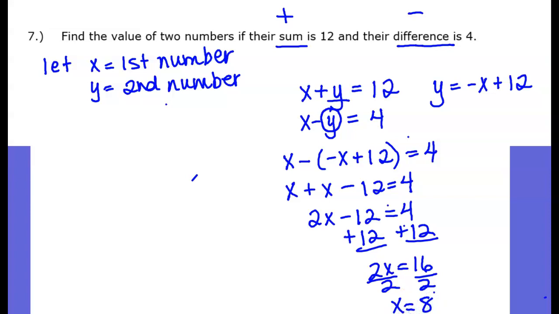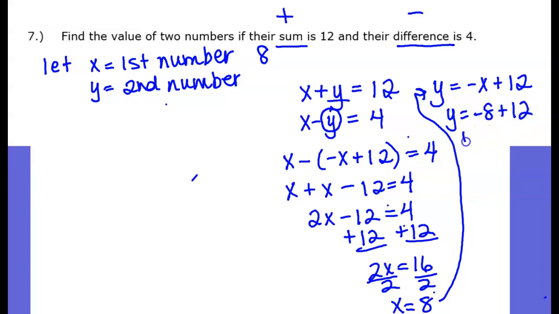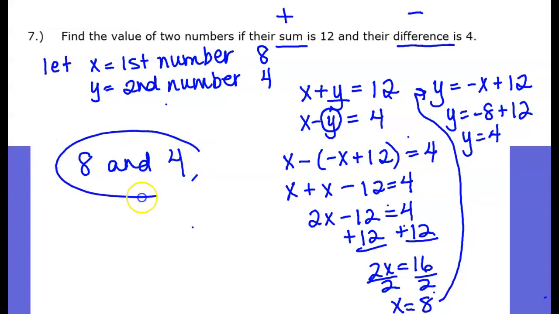All right, I'm halfway there. I know my first number. My first number is going to be 8. And for my second number, I plug it back in: y is equal to -8 plus 12, or y is 4. So my answer would be, the two numbers are 8 and 4. With the word problems, you're not necessarily going to have an ordered pair. You need to specify which is which. So this is just saying find the two values.